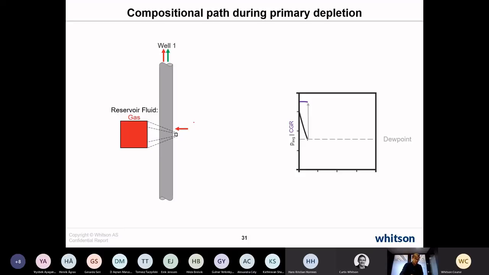We see that the saturation of gas close to the wellbore here is 100% gas. Then when we're dropping below the saturation pressure, we build up condensate saturation. The CGR is dropping down, and we're essentially saying, okay, if we wanted to do sampling at this point, what should we then do to find the initial gas composition in this case? And so this is the compositional path that these fluids are subject to during primary depletion.